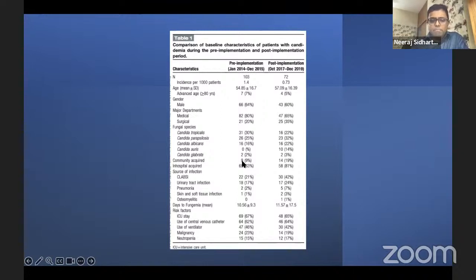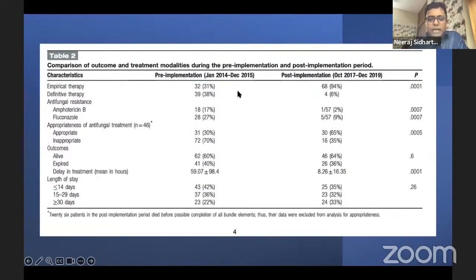Hospital-acquired cases were 60% in the pre-implementation and 80% in the post-implementation phase. CLABSI was also more in the post-implementation phase. The ICU stay, use of central venous catheter, use of ventilator, malignancy cases, and neutropenic cases were similar in both cohorts. While in the pre-implementation phase, empirical therapy was only 30%, in the post-implementation phase it rose significantly to about 94%. We also found antifungal resistance significantly less for amphotericin and fluconazole. Most isolates were sensitive to echinocandins. The appropriateness of antifungal treatment, as mentioned earlier, shot up in the post-implementation phase.